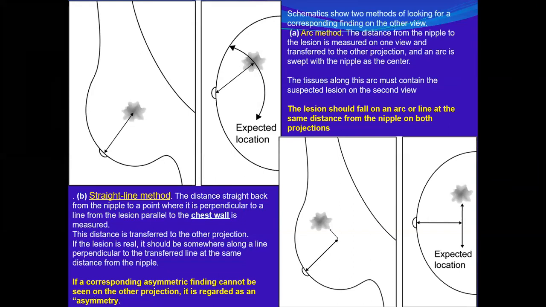Okay, if it is a focal asymmetry, it is expected to be visualized along this arc. If you could not see it, that means it is an asymmetry.